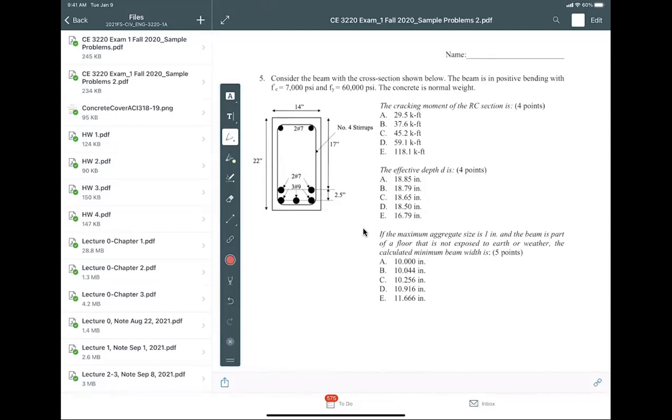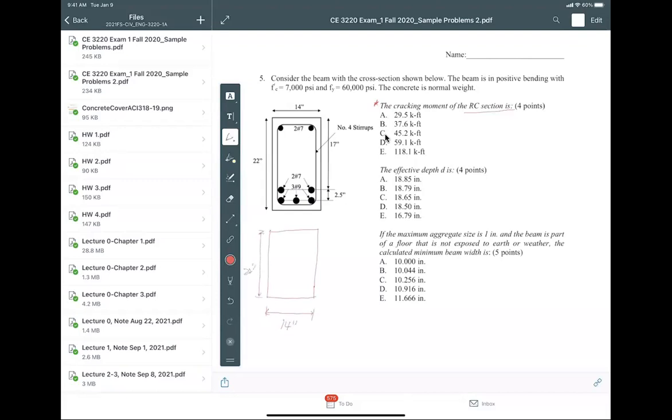Now, first of all, the cracking moment of the RC section is what? So how to find the cracking moment? When we talk about cracking moment, it is always the cracking moment for an unreinforced section, meaning just the concrete block. We have a pure rectangular section where the width is 14 inches and the height is 22 inches.